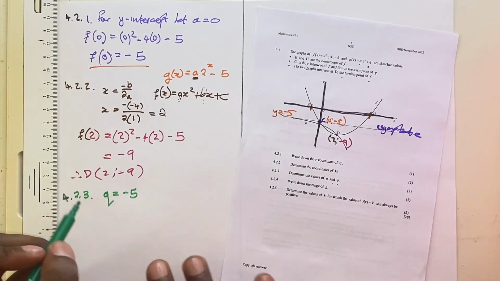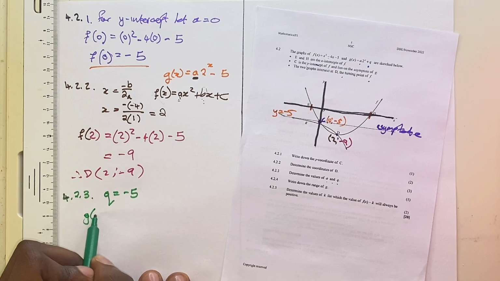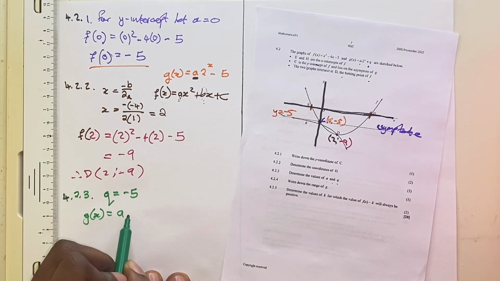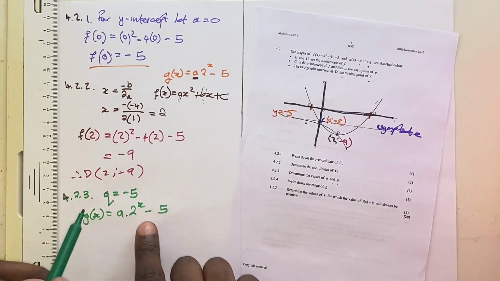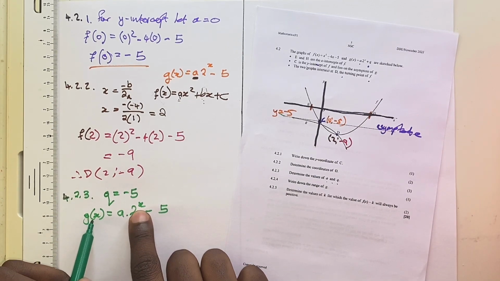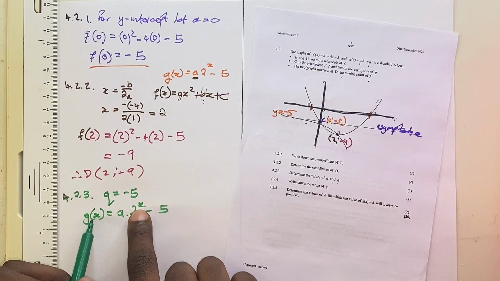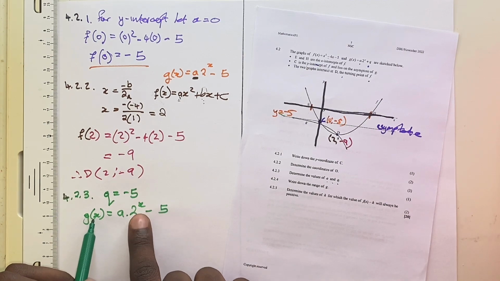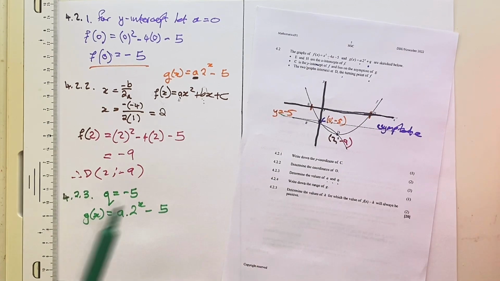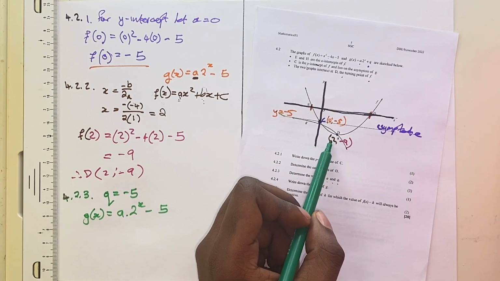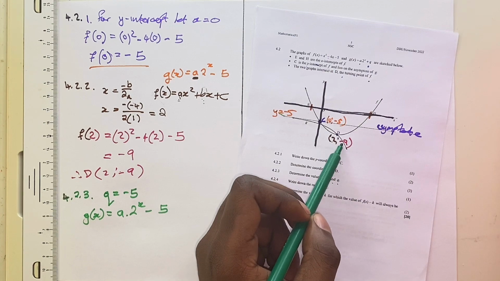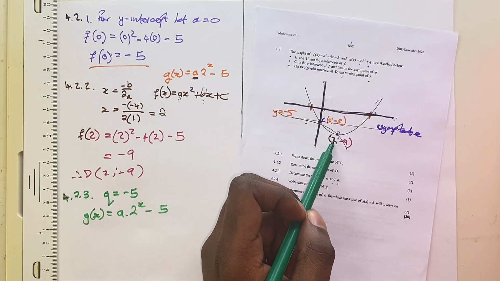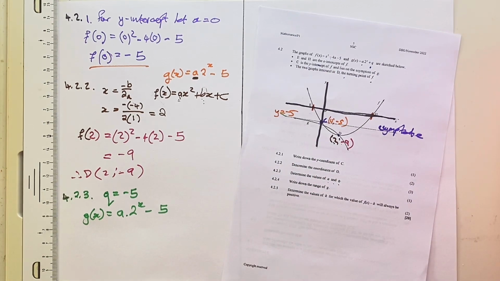Now, once we have Q, our G is equal to A times 2 to the power x, minus 5. We have x and y that we do not know, so we need a point that can tell us what A is. We do know a point. It is D, where these two functions intersect. We know that on the function G, we have the point (2, negative 9). So we are going to use that here to solve for A.